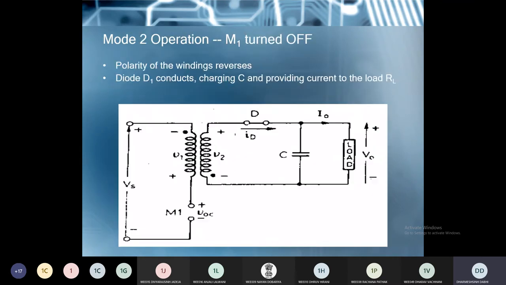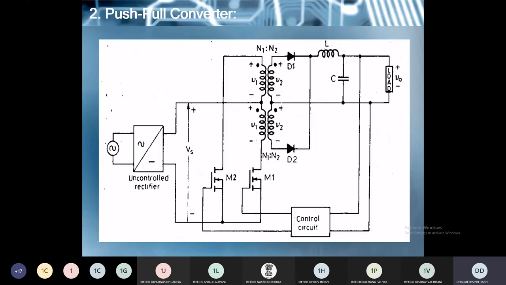Now the second one is the push-pull type of converter, or you can call it a push-pull type of SMPS. Same concept is here, just here we require two switches or two MOSFETs, and we require a transformer with a center tap on both sides, primary as well as secondary side.